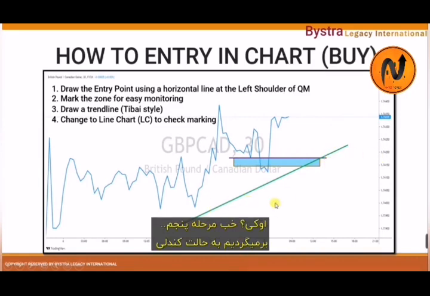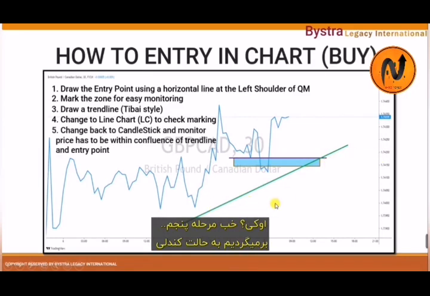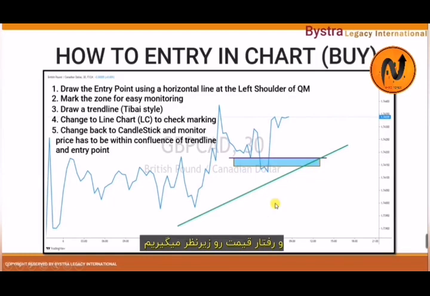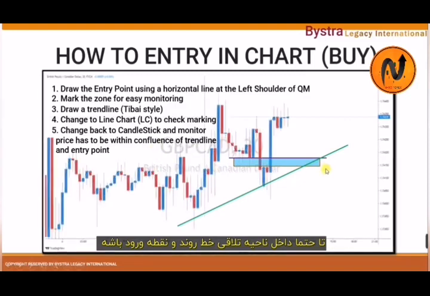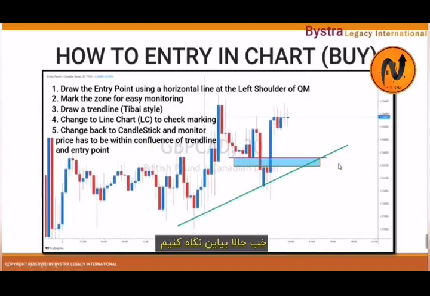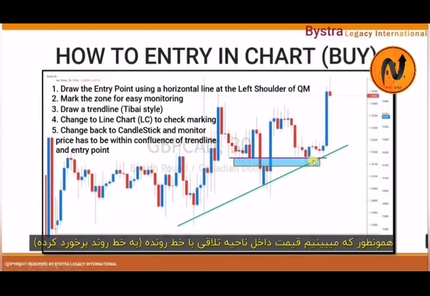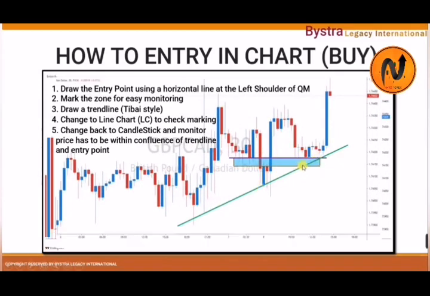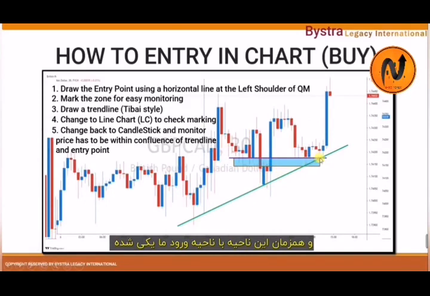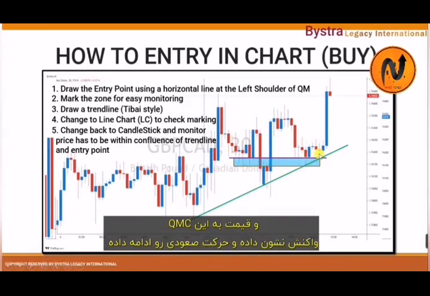Okay, so fifth, we change back to candlestick and monitor the price. And like I said earlier, we have to monitor that the price has to be within the confluence of the trend line and the entry point. So now let's have a look. There we go, you see. The price is within the confluence of the trend line. At the same time, it is the same area of our entry point, and price reacted to this QMC and continued to go up.